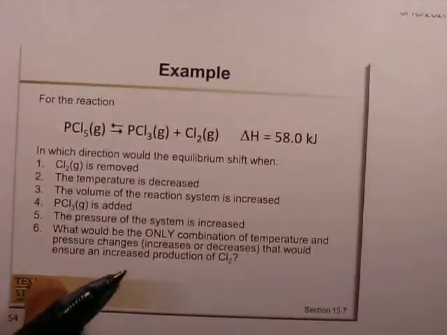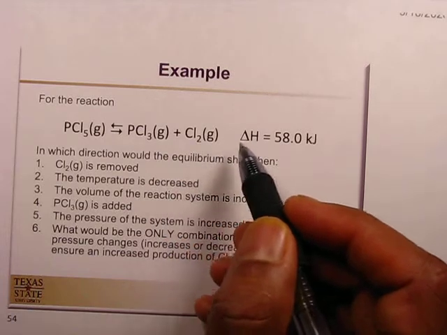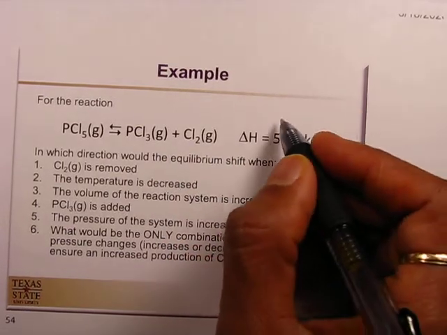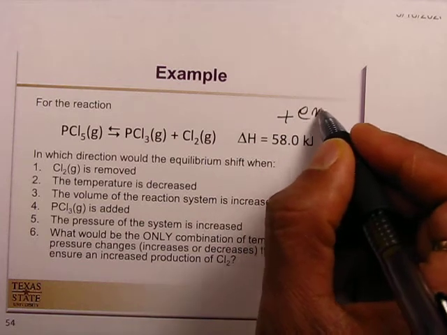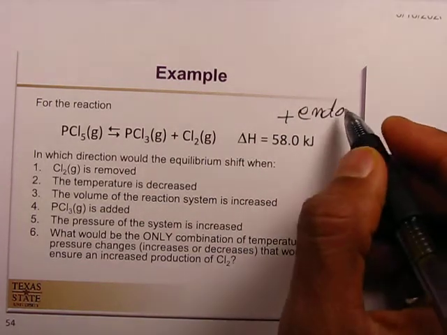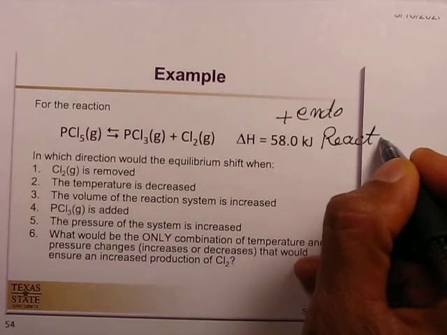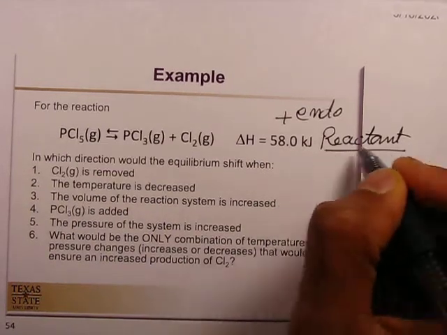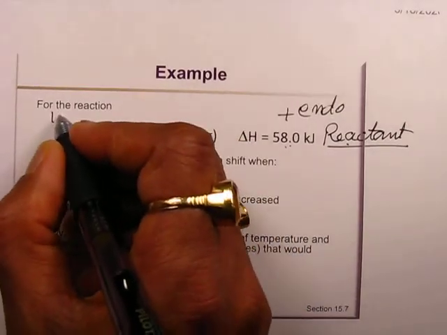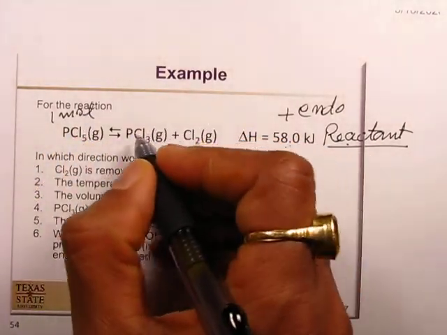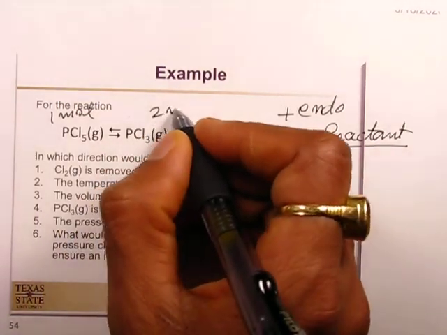this reaction PCl5 PCl3 Cl2 gas, delta H is positive, means this is an endothermic reaction. Endothermic reaction means heat is a part of reactant. This is my reactant also, right? And how many moles on this side? 1 mole. And total mole on this side, product side, is 1 mole, 1 mole, total 2 mole.